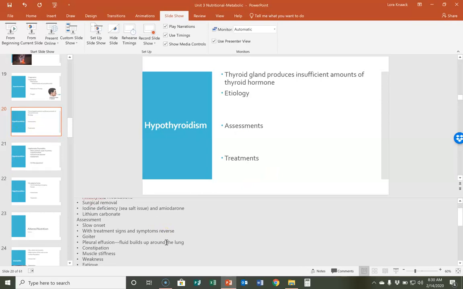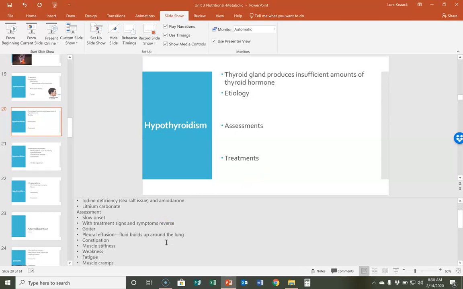Assessment, so what do we see? What are these patients usually going through? This usually typically has a slow onset. It takes a while for us to get a good picture of what is going on. Remember, it takes like 6 weeks for the therapies to work. So it's going to take that long to see these types of signs and symptoms and start making a pattern.